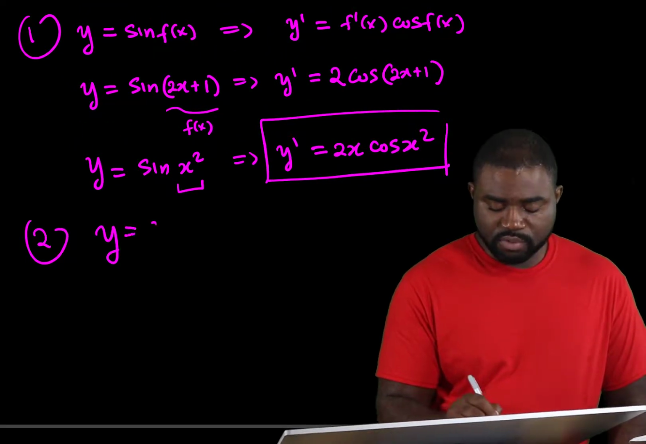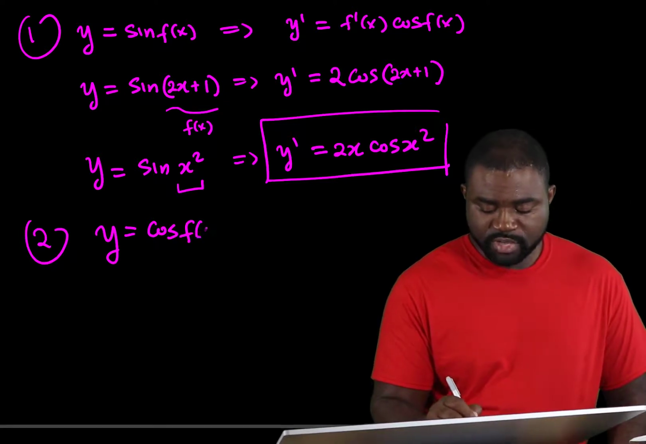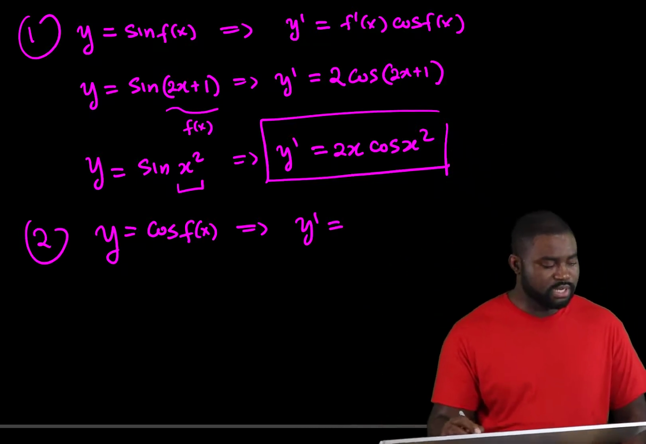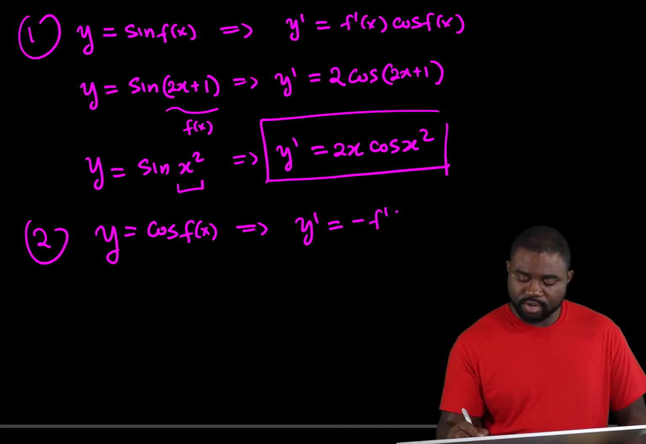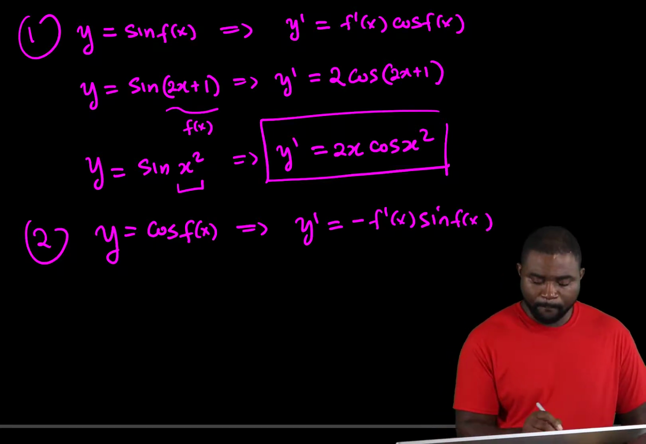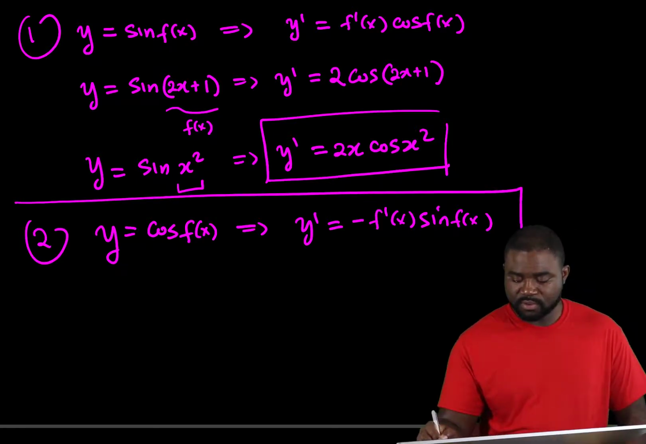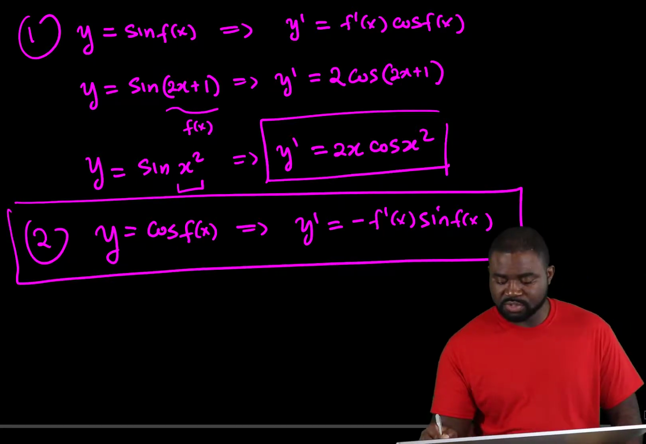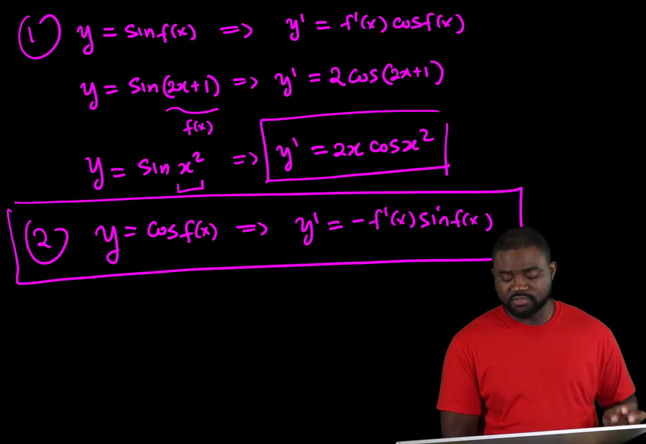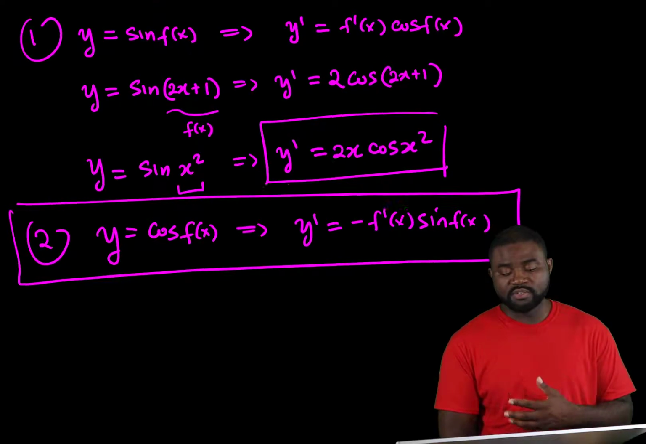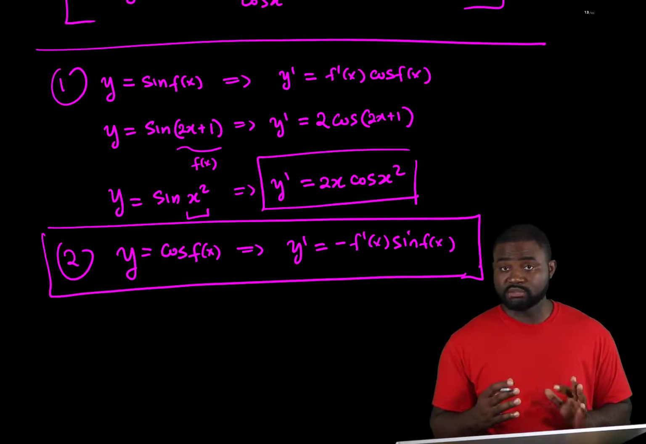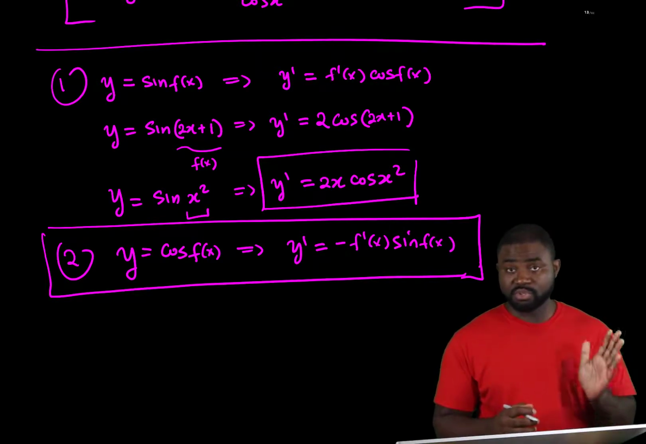If y is equal to cosine of f of x, this would mean that y prime will be equal to negative f prime of x sine f of x. So take note about this, and take note of the negative sign, because most students in my experience always seem to forget the negative sign. Remember, the derivative of cosine is negative sine, and the derivative of sine is positive cosine. Now the reverse will be true when we go to integration, but always remember this: the derivative of cosine is negative sine.